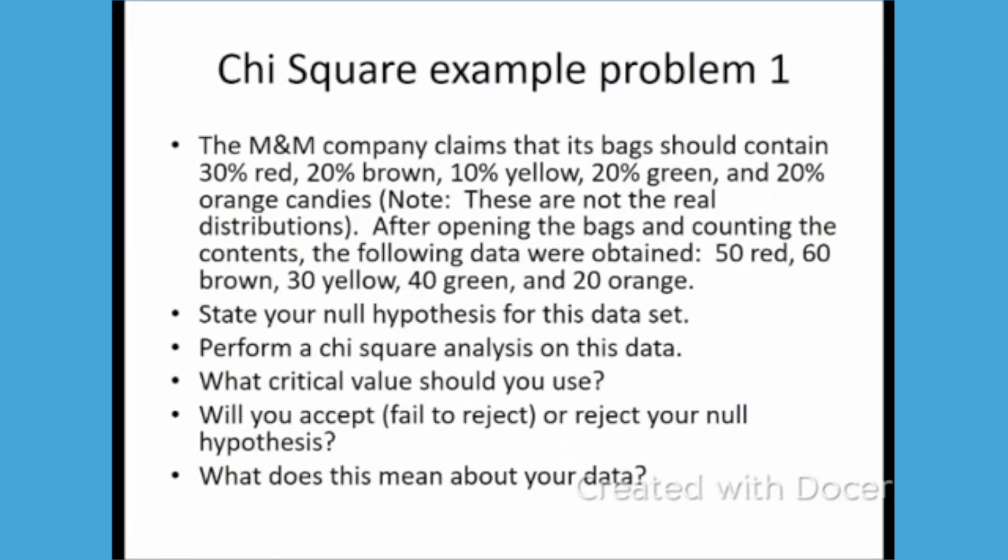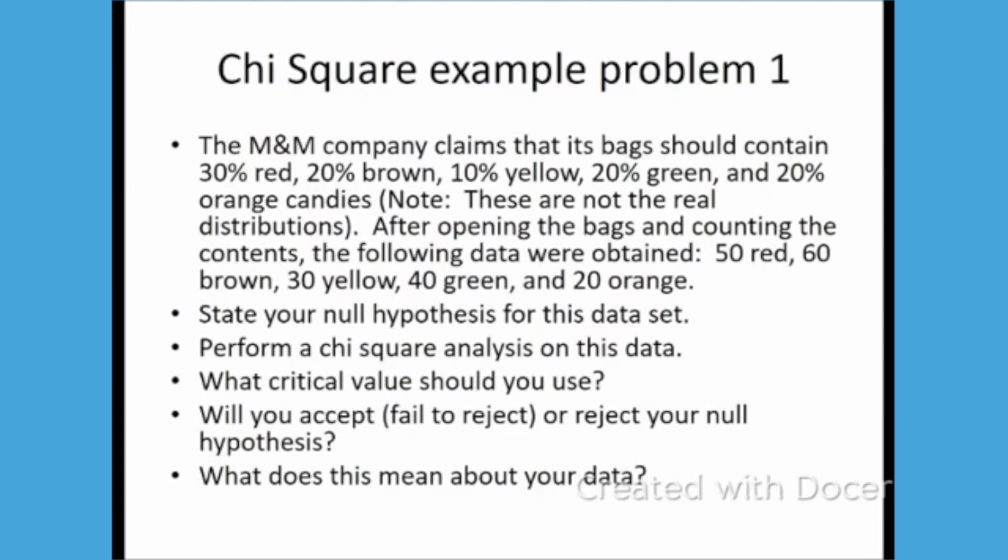And then a little bit further down it says after opening the bags and actually counting the contents, the following data were obtained. So when we actually counted the M&Ms in the bag, we got 50 red, 60 brown, 30 yellow, 40 green, and 20 orange.